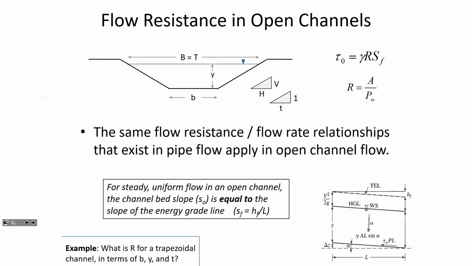Okay, so hydraulic radius, what are we left with? The hydraulic radius is going to be (By plus ty squared) divided by (B plus 2y times the square root of 1 plus t squared). So I would suggest making sure you have that written down in case it comes in useful for the homework assignment, but it's just the hydraulic radius in terms of the other geometric parameters.